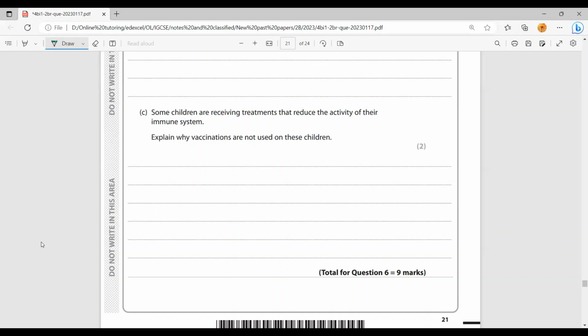Miss, because they won't be able to produce antibodies, so their immune system will be weaker? It says reduce the activity of the immune system. What's more important than antibodies here? This is vaccination. Miss, they won't have memory cells. No memory cells. Okay, so they can develop a disease or catch the disease.